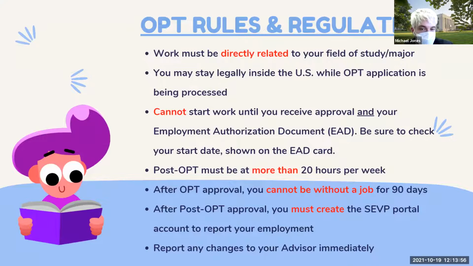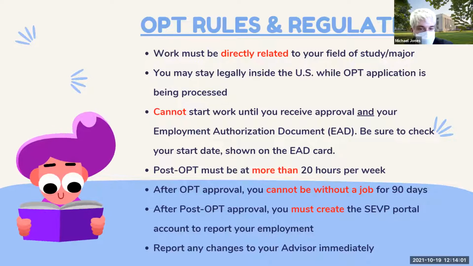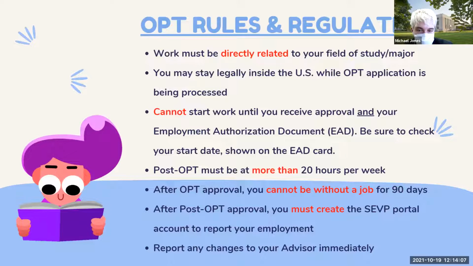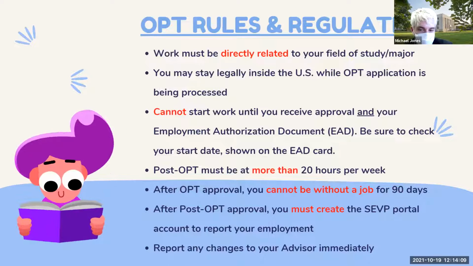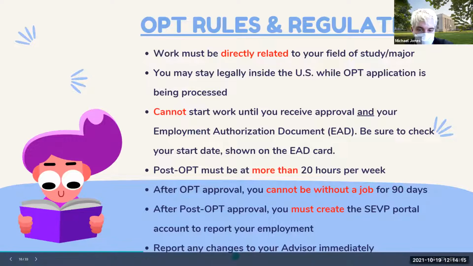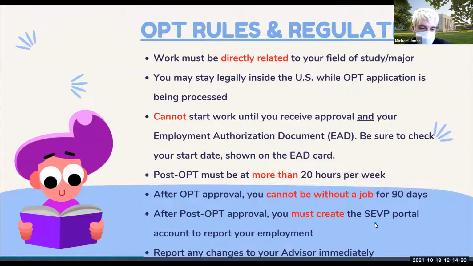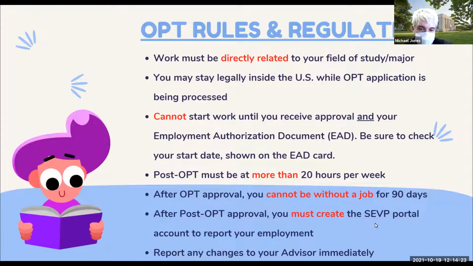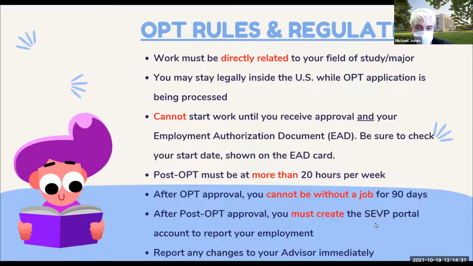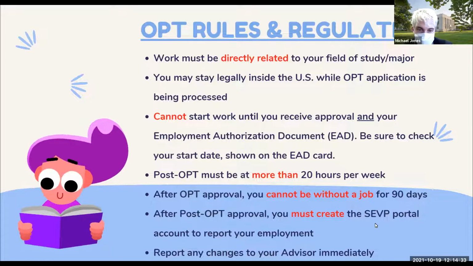Post-completion OPT, you must work more than 20 hours per week. And after OPT approval, remember, you cannot accrue more than 90 days of unemployment. And then after OPT approval, you must create the SEVP portal account and report your employment. That's really important because if you don't do that, then SEVP is going to say, oh, you're not employed. We don't see that you're working. And then remember, if anything changes, like your address or any information, you must report it to your advisor.